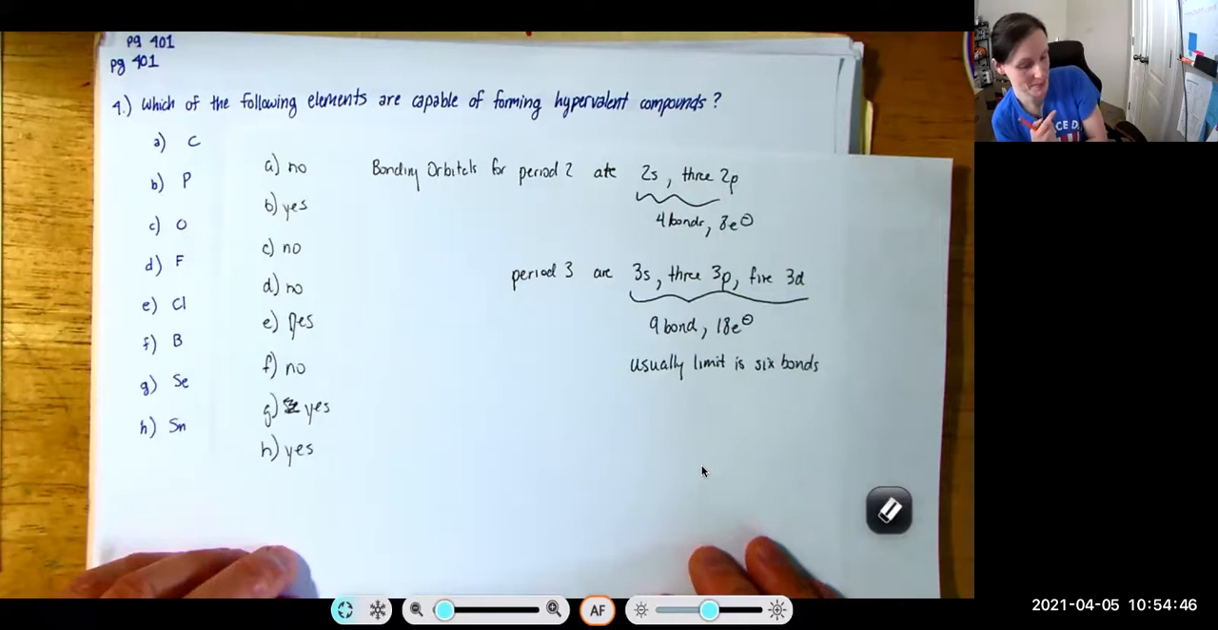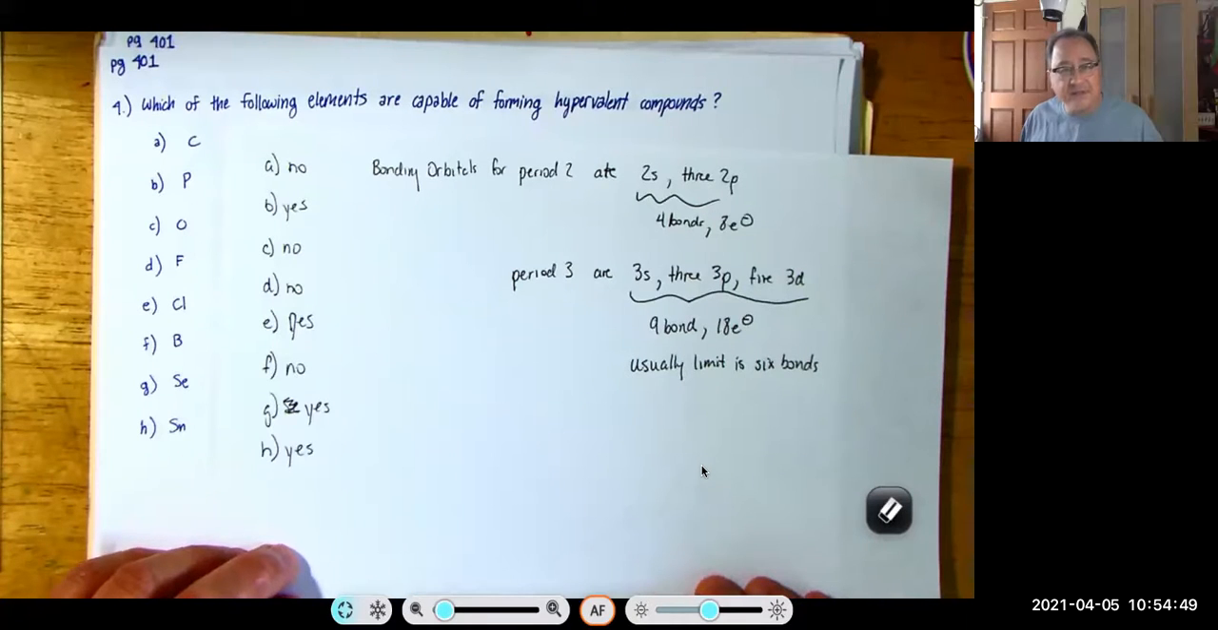So the first 2 periods, the maximum would be 4. For periods 3, 4, and greater, as many as 6. And we're talking bonds. So if we're talking electrons, in the first 2 periods, the maximum is 8. And really for period 1, the maximum is 2. And then period 2, the maximum is 8. And then from 3 on up to 7, the maximum would be probably 12.